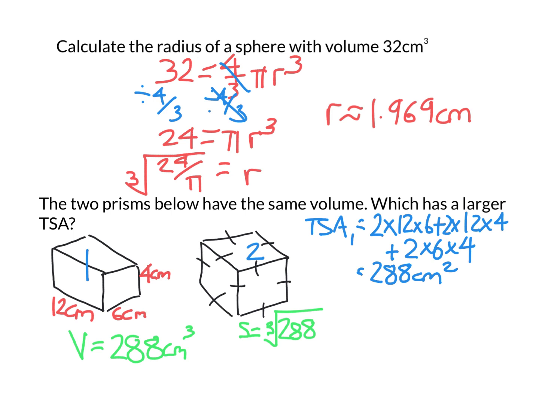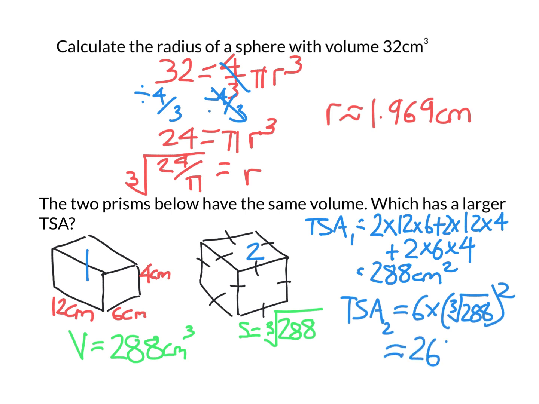Now, the total surface area of the cube, it's always 6 times side length squared. So the side length was the cube root of 288, squared. So giving my answer this time to 1 decimal place, it's 261.7 centimeters squared. So clearly this has a larger surface area.